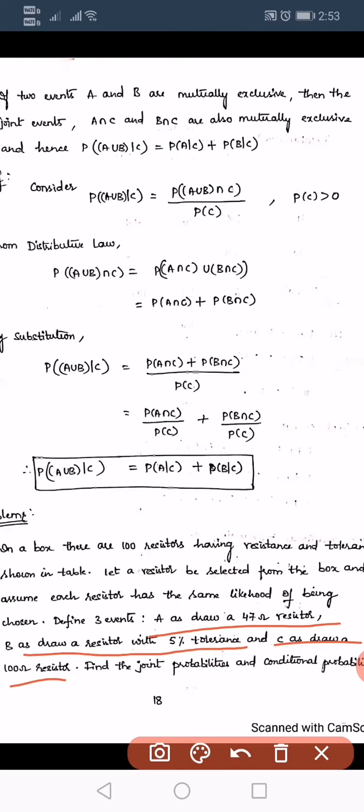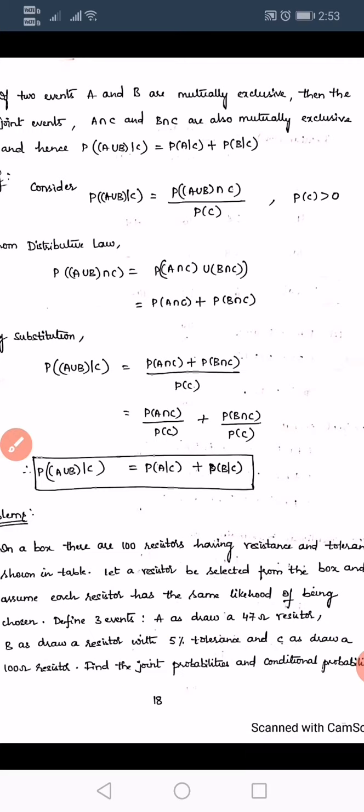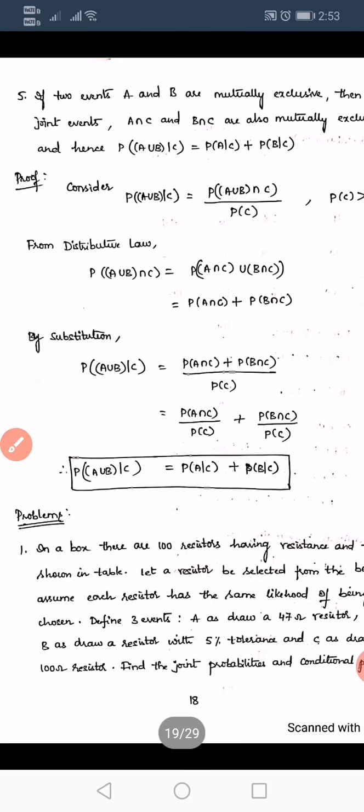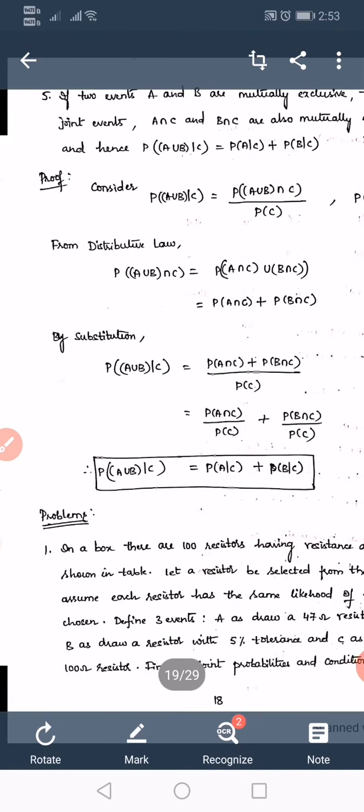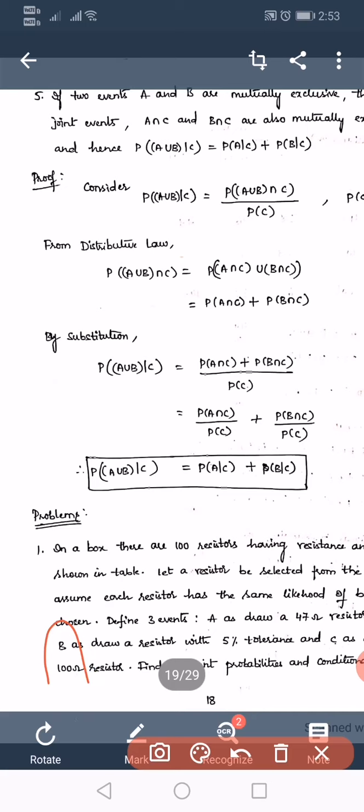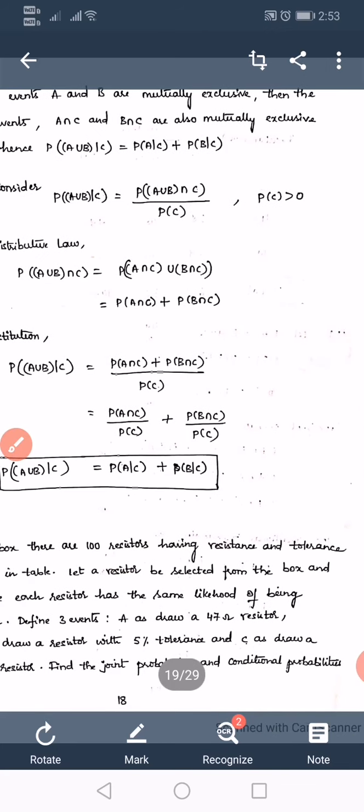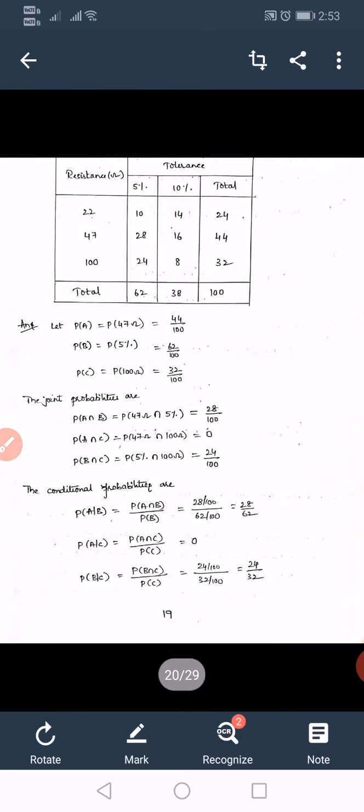Here we have to find joint probabilities and conditional probabilities. Joint probability means intersection. There are three events A, B and C: A intersection B, B intersection C and A intersection C. These are the three joint probabilities we have to find. And the conditional probabilities are P of A given B, P of B given C and P of A given C, which we have to find out.